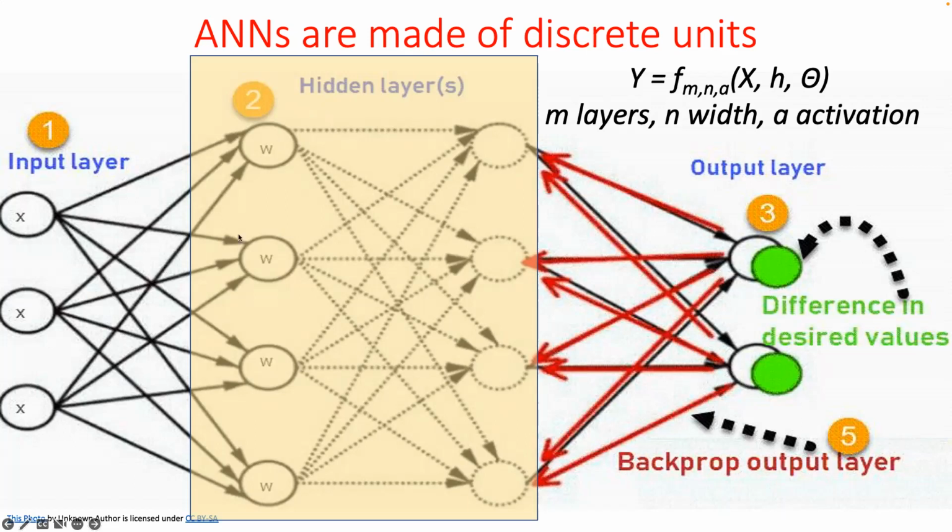So each edge connecting these neurons is associated with a weight. The recent GPT-3 model for natural language processing has 175 billion weights. So that's the kind of parameters that we are talking about. Each weight is a parameter.